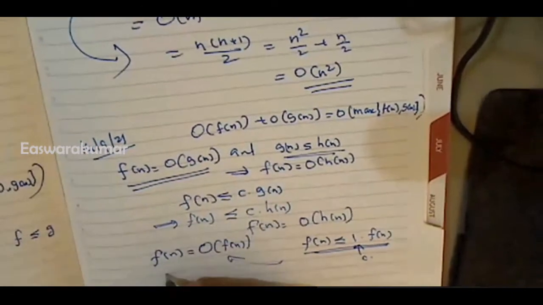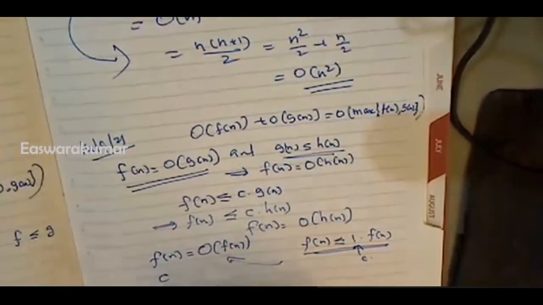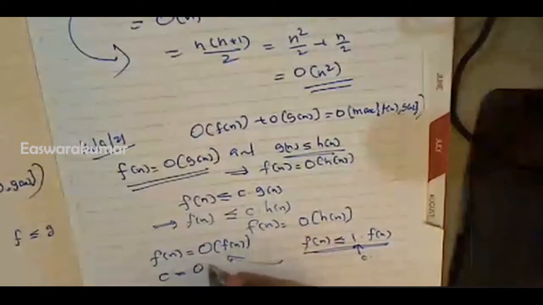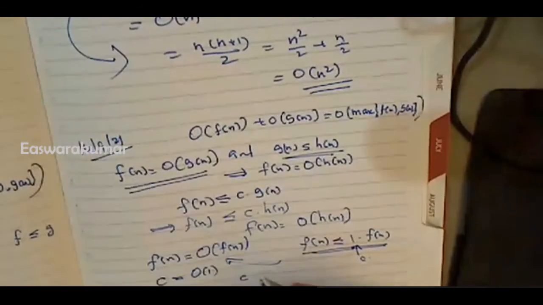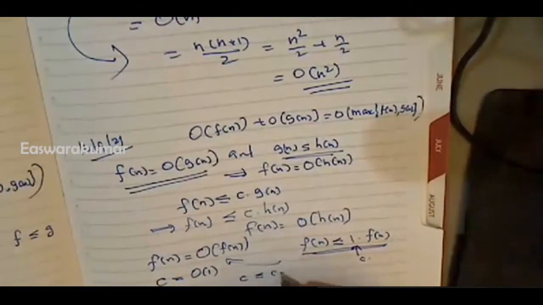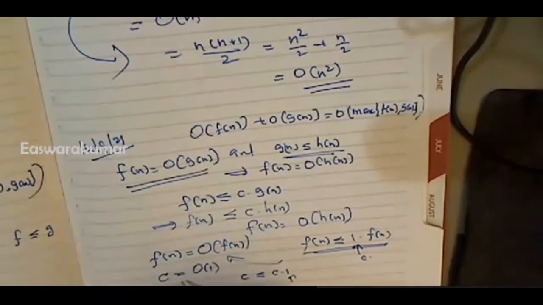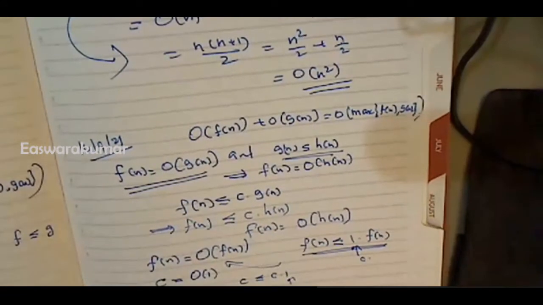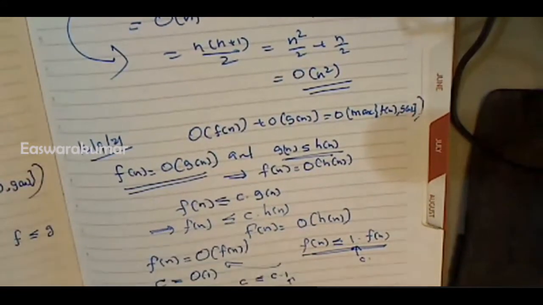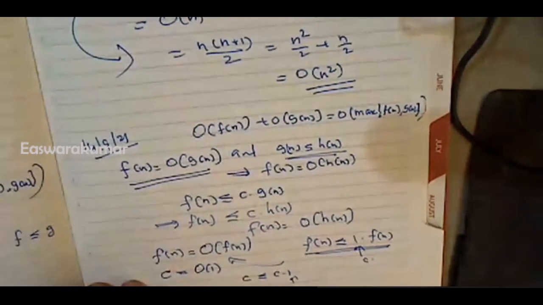And one more important property is, if you take any constant, then any constant is equal to order of 1. Why? Because we can say c is less than or equal to c into 1, right? So this is our constant function. So any constant will be equal to order of 1. So these are some of the important properties of big O.